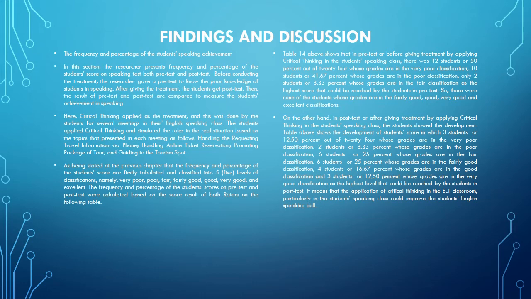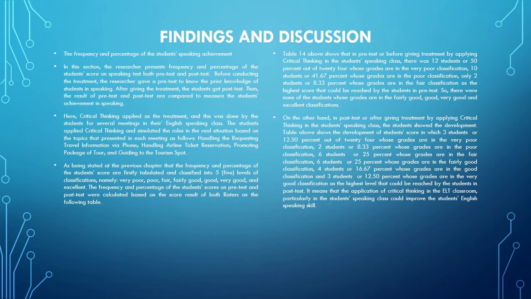On the other hand, in the post-test after giving treatment by applying critical thinking in the student speaking class, the students showed development. The table above shows the development of student scores in which 3 students or 12.50% out of 24 have a very poor classification, 2 students or 8.33% whose grades are in a poor classification, 6 students or 25% whose grades are in a fair classification, and then 6 students or 25% whose grades are in a fairly good classification.